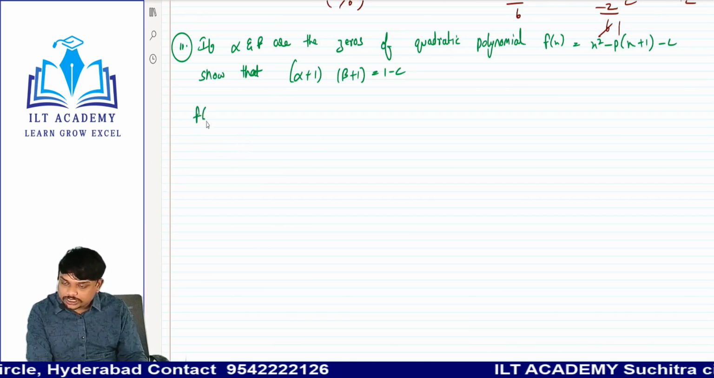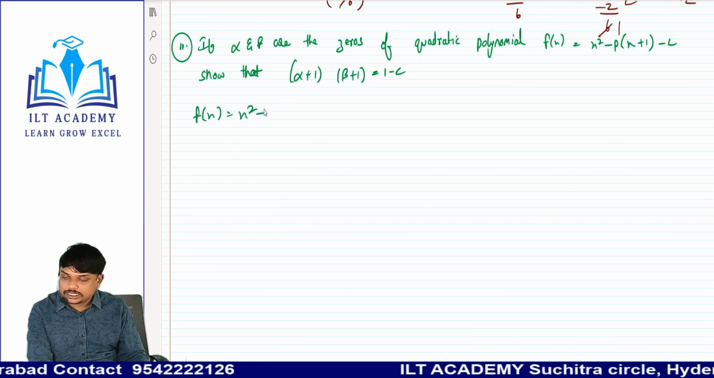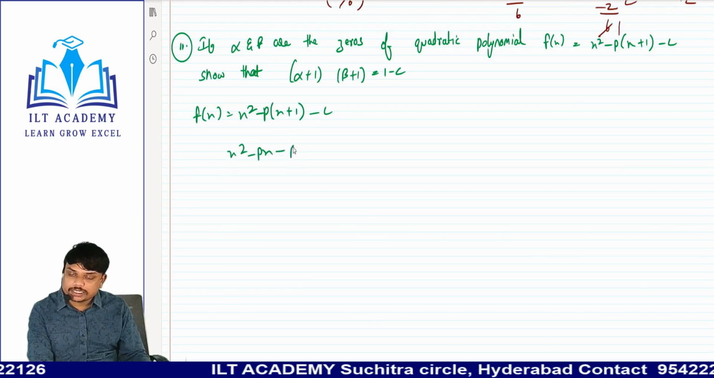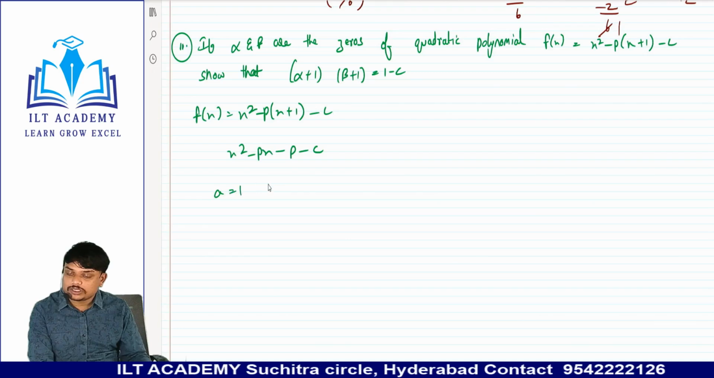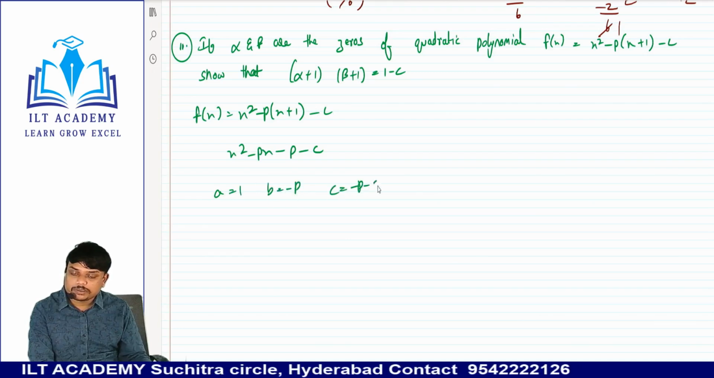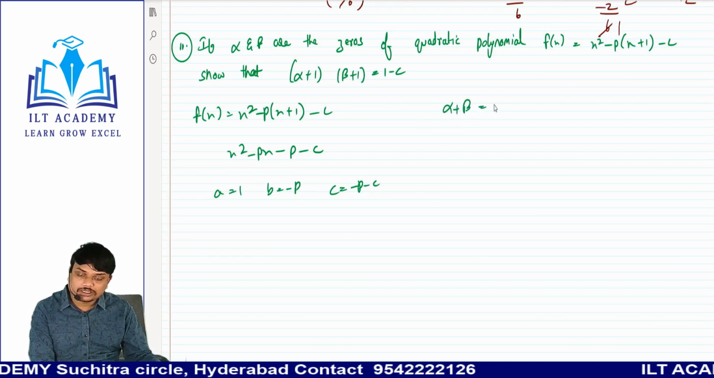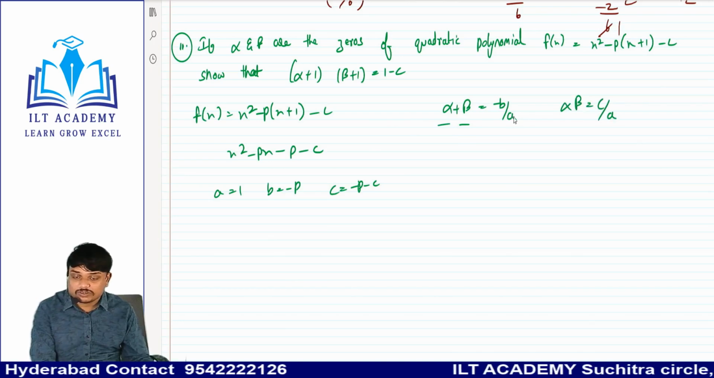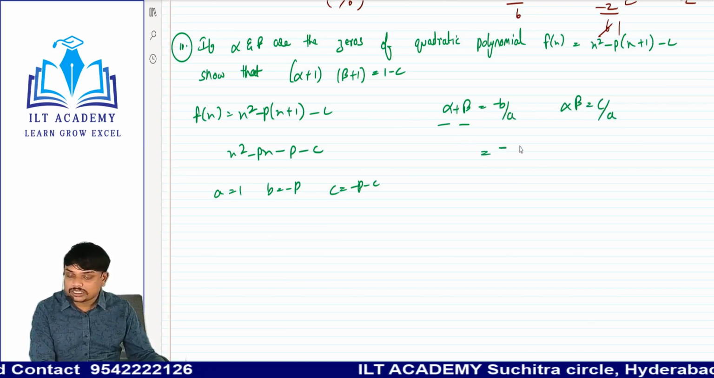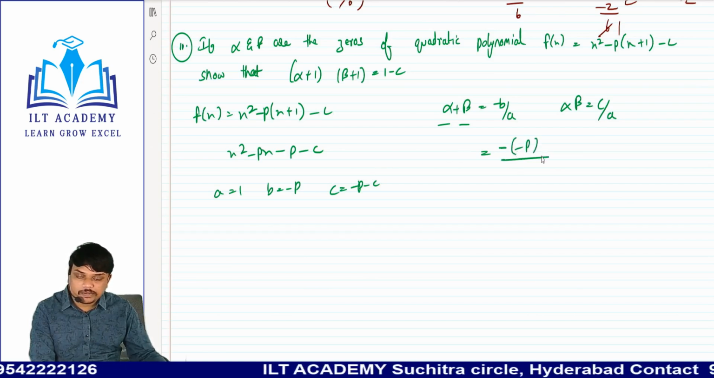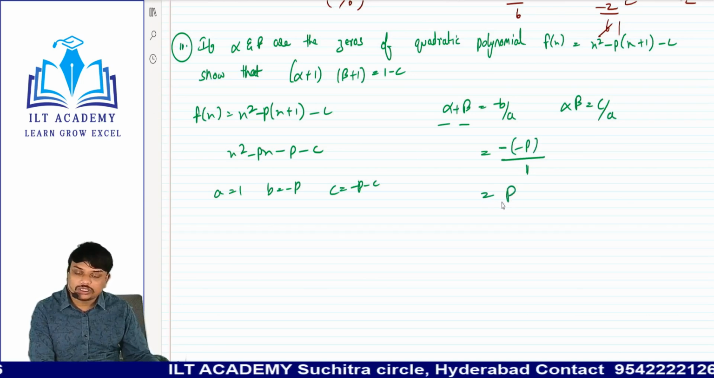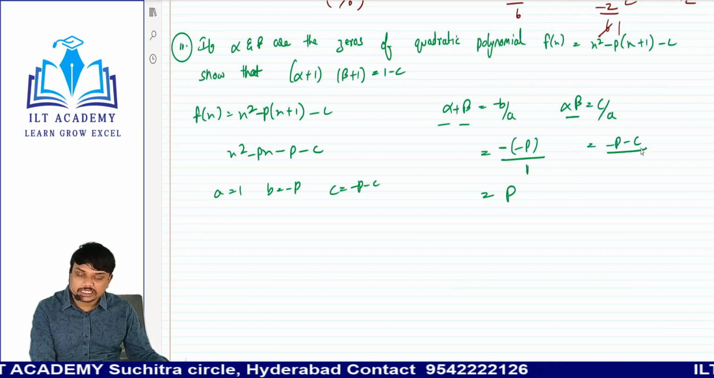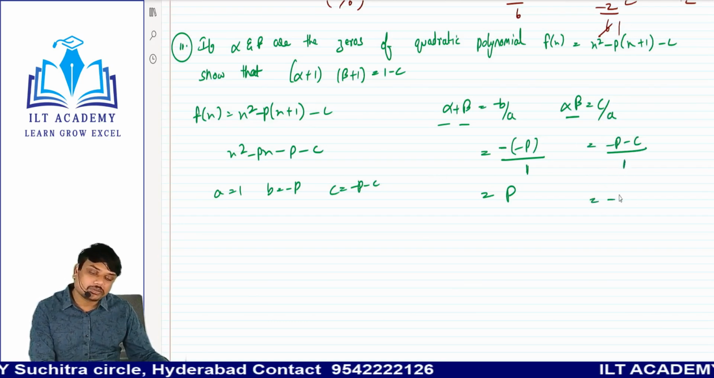नो प्रॉब्लम. f of x is equal to x square minus b into x plus 1 minus c. तो ये हो जाता x square minus bx minus b minus c. ये हो गया. Now from this a is equal to 1, b is equal to minus b, c is equal to minus b minus c. Now alpha plus beta is equal to what? Minus b by a. Alpha beta is equal to what? C by a. Alpha plus beta is equal to minus b by a, which is minus of minus p upon a, value is 1. So alpha plus beta is equal to simply p. And alpha beta is equal to c by a. C is minus p minus c divided by a, value is 1. So which is nothing but minus p minus c हो गया.